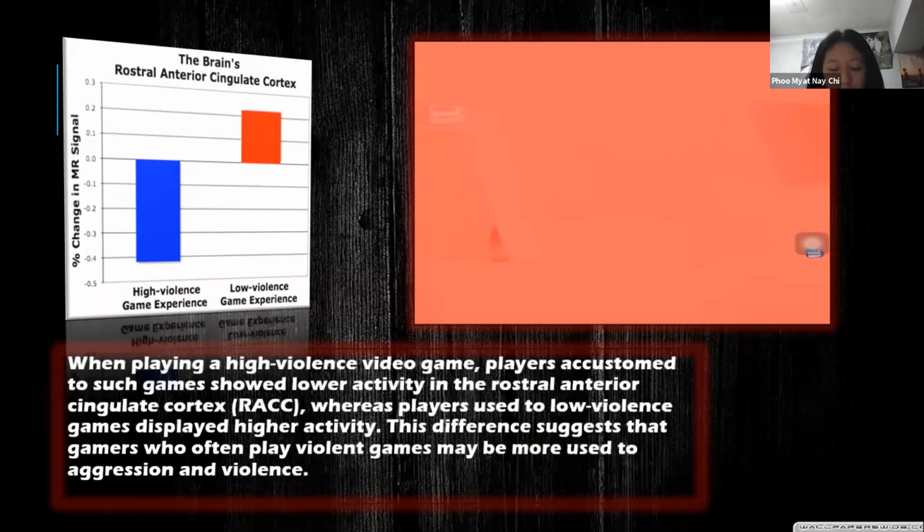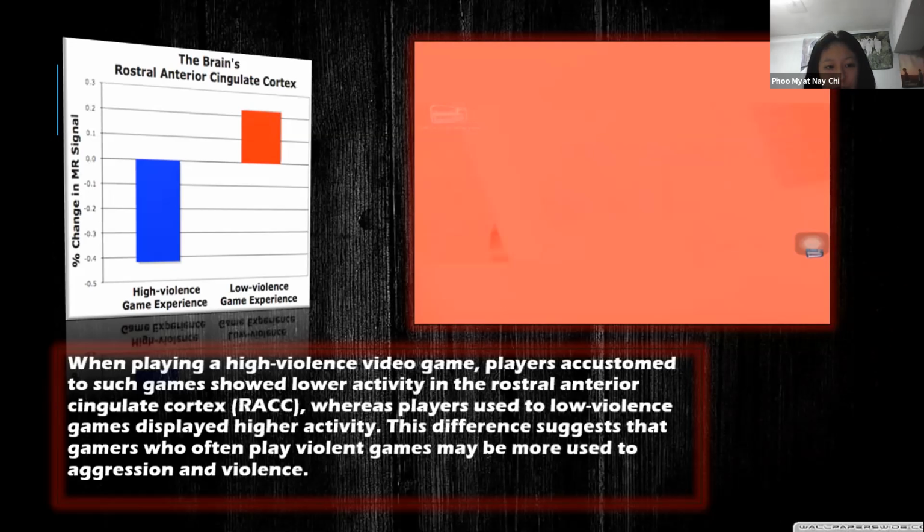You may ask, what is RACC and what is its function? The RACC, rostral anterior cingulate cortex, is a part of our brain, which is like a nerve system in our brain. Its function is to convey complex feelings such as empathy, impulse control, emotions, and decision making. As you may see here, players used to low violence show higher activity in the charts, which means they have better control of their emotions.